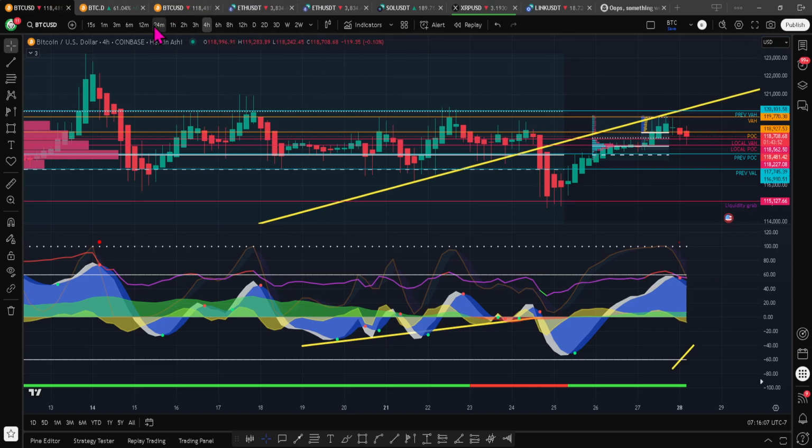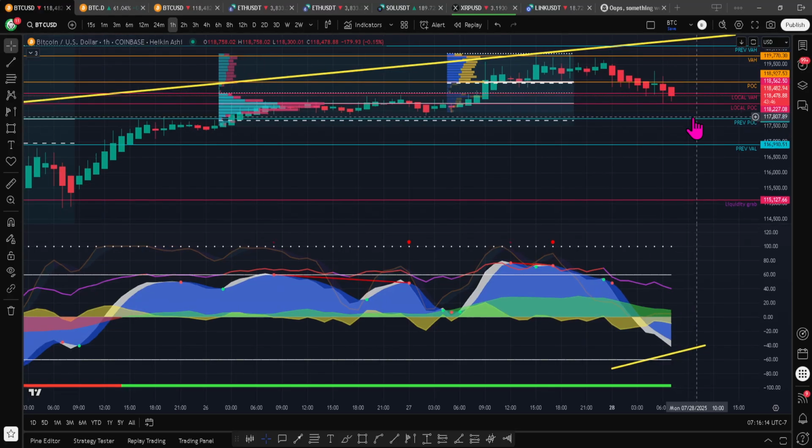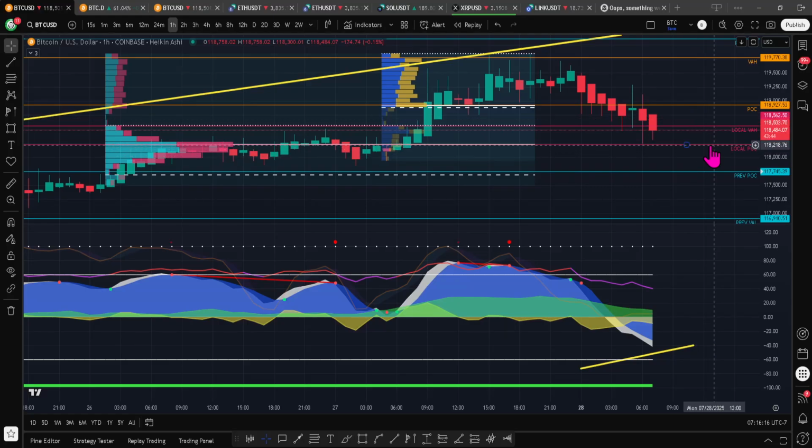But then we have to ask, do we believe that even if we get to that level, that level will hold? Will we get a small bounce from 117,700 back up to this local point of control, back up to 118,200 before we break down? There are two scenarios. You're either going to set an alarm for this, right before it, or you're going to set a limit order, which I'll show you how to do now.